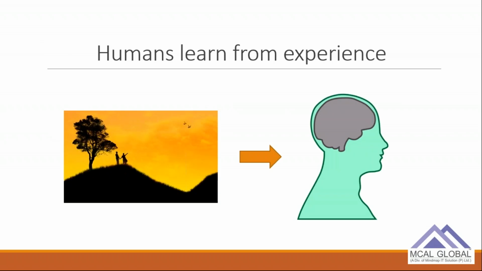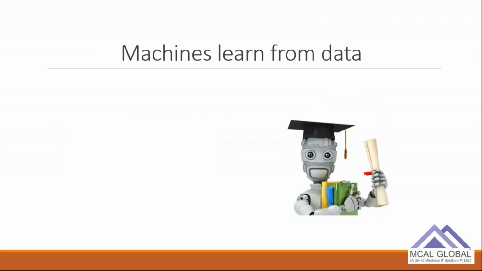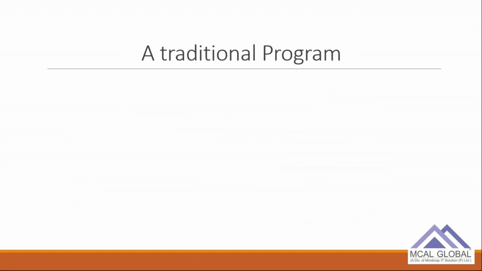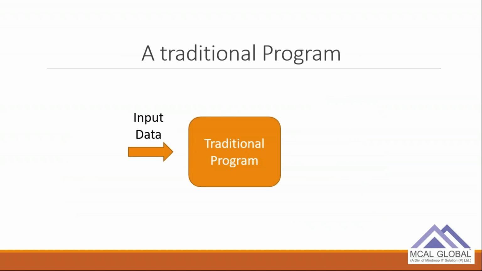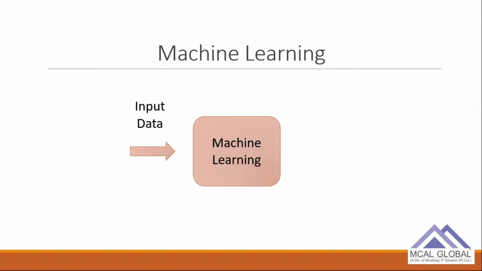So as I told you, the baby example, humans learn from experience. So does the machine in the machine learning field. Machine learns from data. I told you earlier also. A traditional program has input data and output data. Machine learning has data which it trains itself on, and then there's an output which is a program. Now, you can use this program, this output, for a different input.